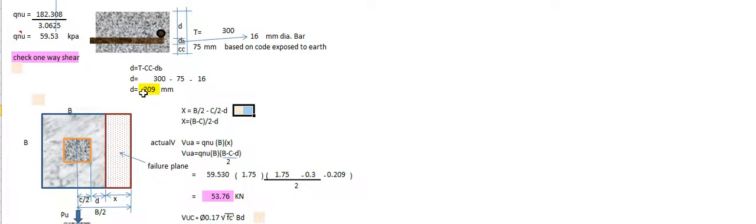X equals B over 2, minus C over 2 minus d, so X equals, as shown, then actual shear Vua equals ultimate soil bearing qu times B times x. By substitution, as shown, actual shear is 59.53 times 1.75 times 1.75 minus 0.3 over 2 minus 0.209, equal to 53.76 kilonewton.